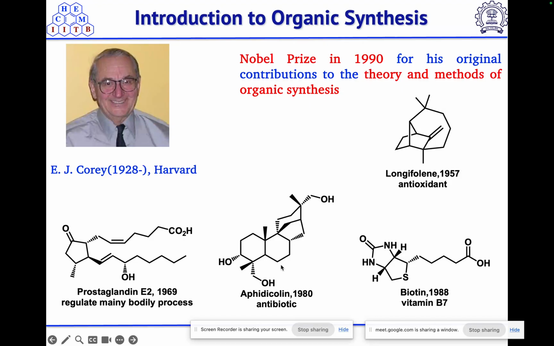Okay, so that is why Professor EJ Corey is a big name in organic synthesis, and he got his Nobel Prize in 1990.